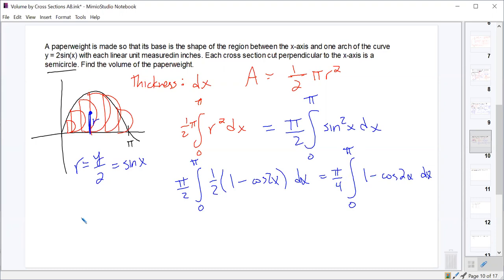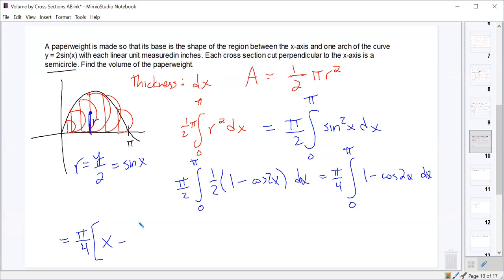And the 1 should be easy to integrate. Should give us what? X. And with any luck, you should be able to integrate this negative cosine 2x, which requires a u substitution, hopefully just quickly in your head based on all the really simple little u subs that we've done. So what does that integral of negative cosine 2x become? It should be what? Negative sine 2x over 2.